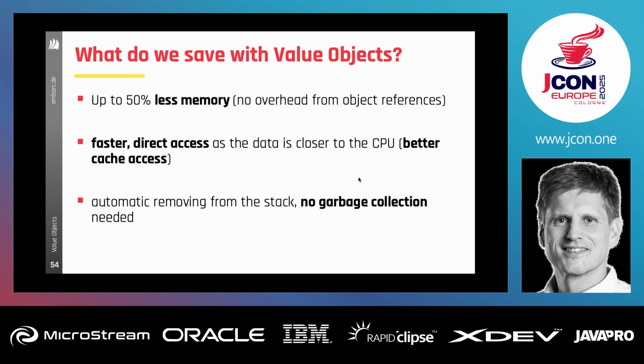So what do we save with value objects? You already saw some memory, for example, and you can save up to 50% less memory. If you're interested in how that works, and if you want to see some more examples, then please stay in this room after my talk.